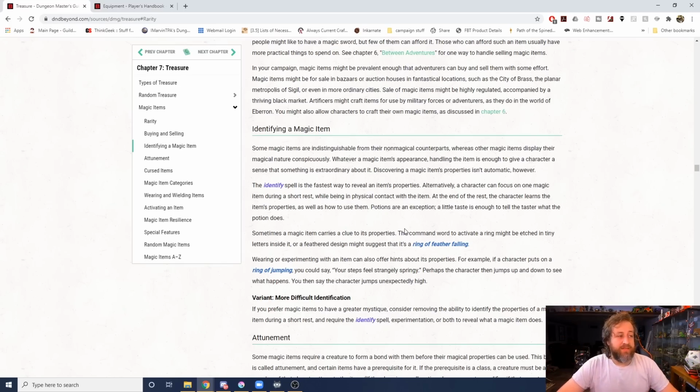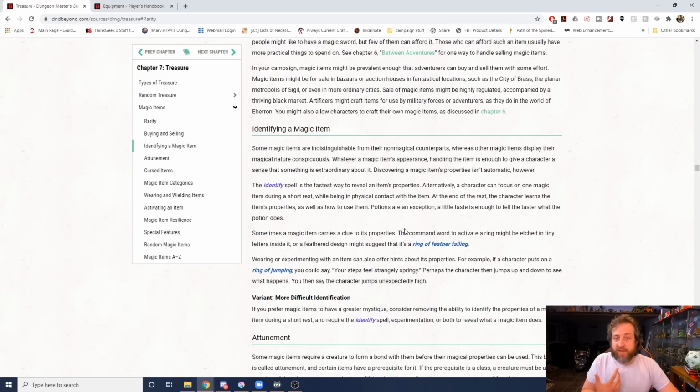So then it says, the Identify spell is the fastest way to reveal an item's properties. Alternatively, and here's the rule I was talking about, a character can focus on one magic item during a short rest while being in physical contact with the item. At the end of the rest, the character learns the item's properties as well as how to use them. Potions are an exception, and this is another one. A little taste is enough to tell the tester what the potion does. So again, you don't need to identify a potion. You can just take a little sip of it.